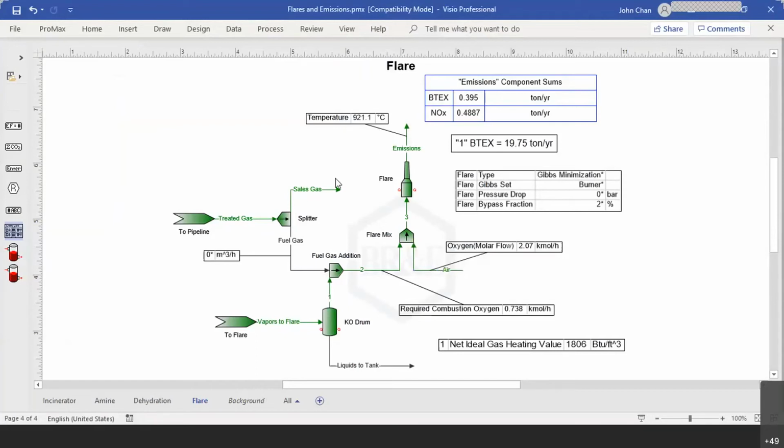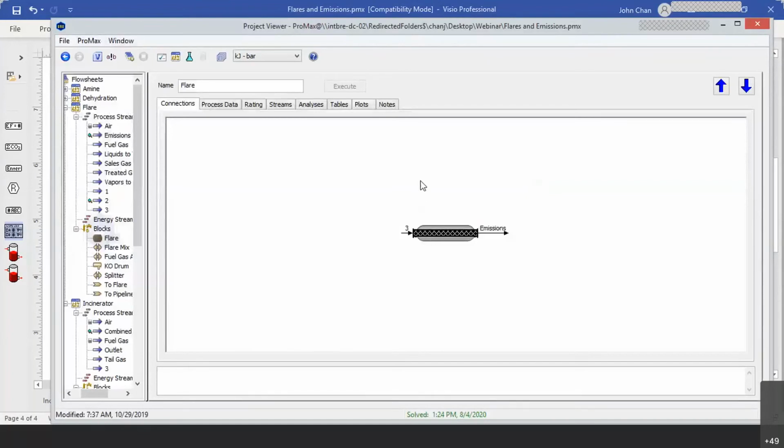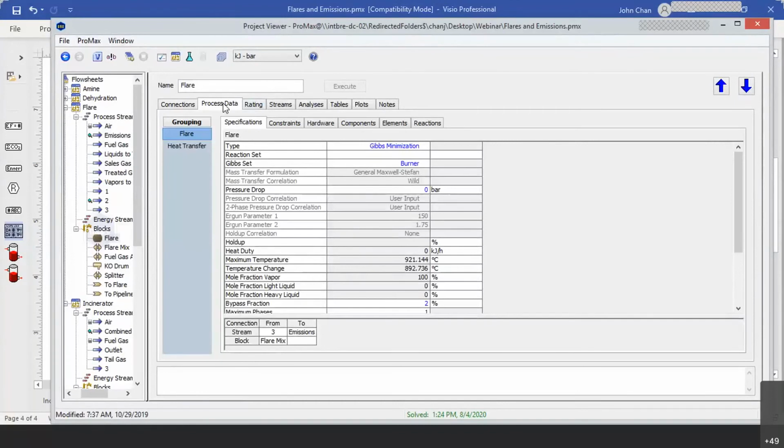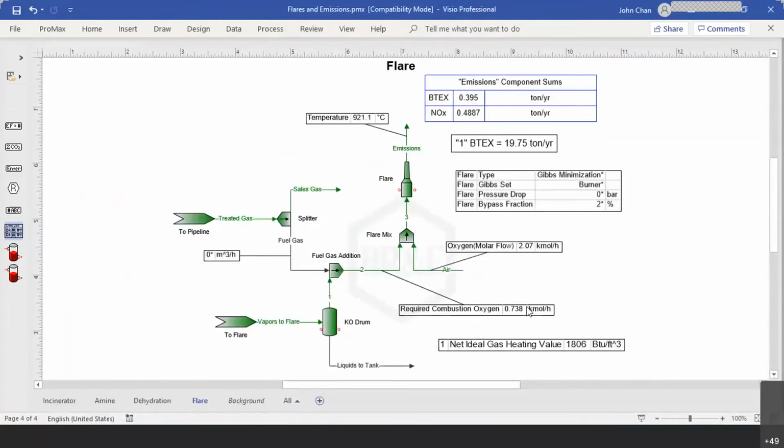So that's the example that I want to show you, and this flare is configured the same way as the incinerator example that I previously showed you. In the process data tab, you can see that the type is also set up as a Gibbs minimization reactor, and the Gibbs set is defined as the burner Gibbs set. You can see that the amount of BTEX in stream number 1 is about 20 tons per year.